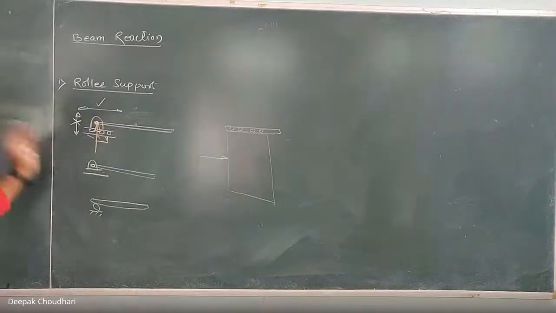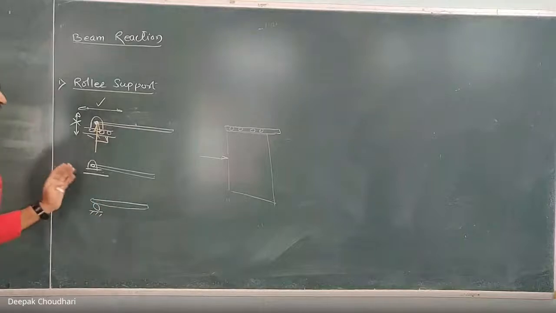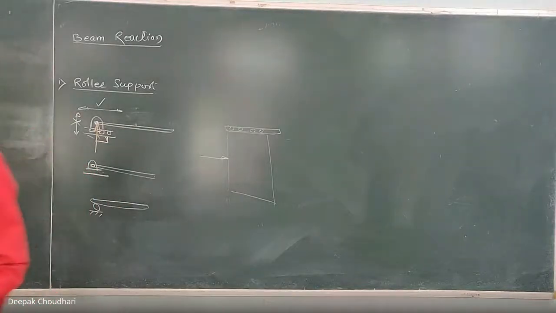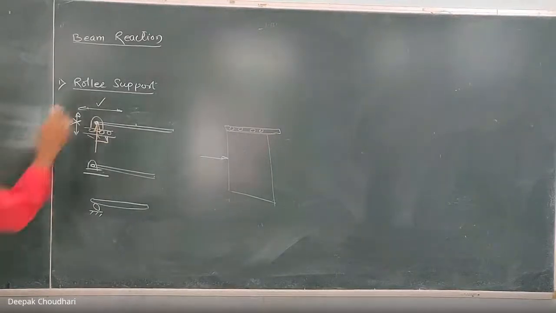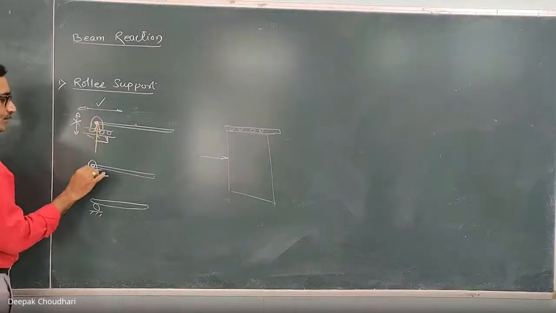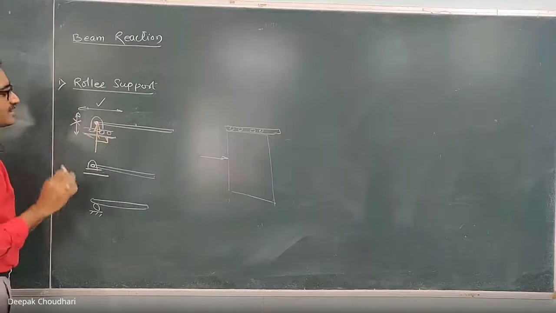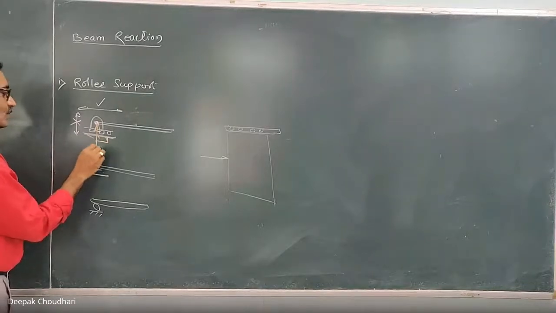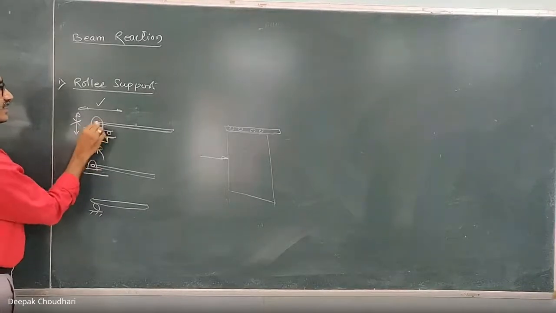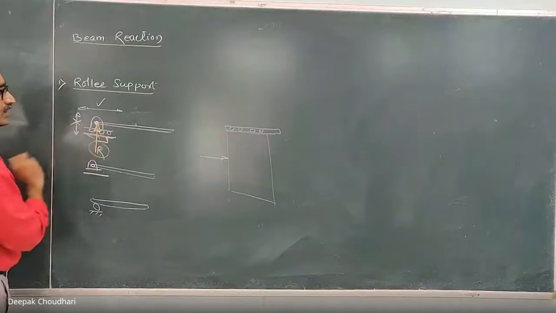Here, it is difficult sometimes to identify or predict the direction of that reactive force. So what to do? Initially you can assume. Clear? So at the roller support, the reactive force is always perpendicular to the supporting surface, and the direction of the reaction can be assumed. So at this roller support, since the direction of the reaction is known, there is only one unknown, and that is the magnitude of the reaction.